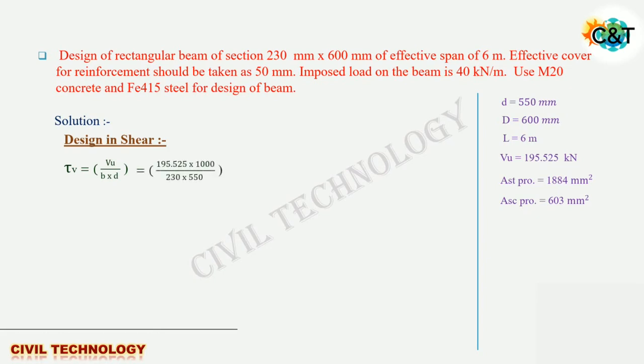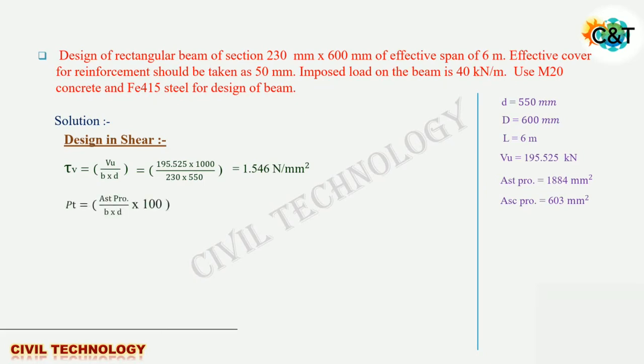Its formula is Vu upon b into d. Just put down the values. Vu is the design shear that we already calculated in our first step, so you will get that value from there. b and d are the dimensions of our beam, so the design shear stress will be 1.546 Newton per mm square. Next we have to calculate tau c.